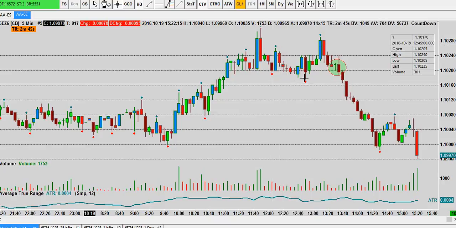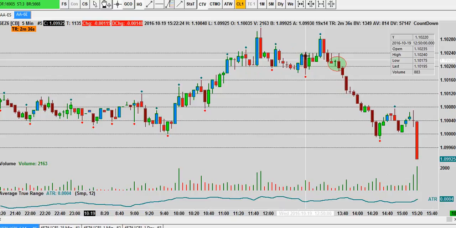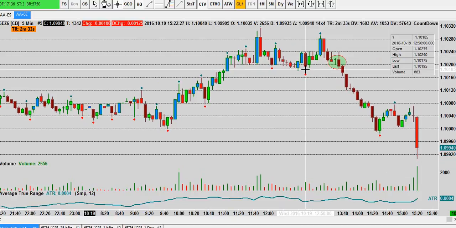As you can see, this signal bar never triggered, so we didn't trade at this moment here, and we waited for another chance.